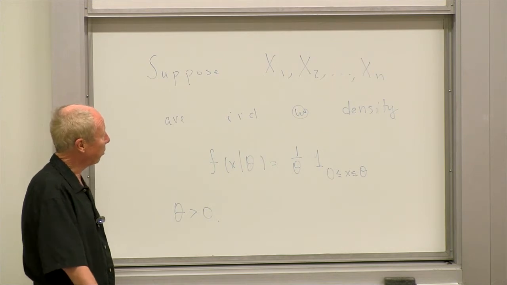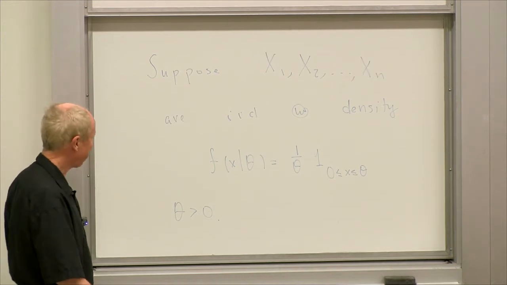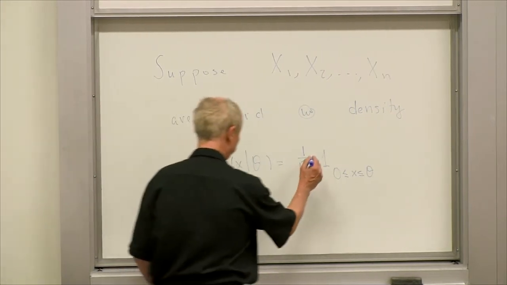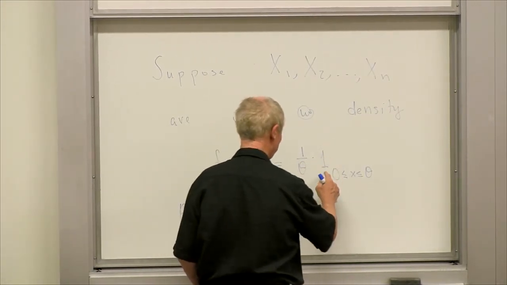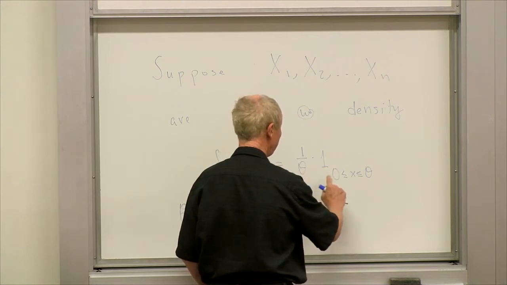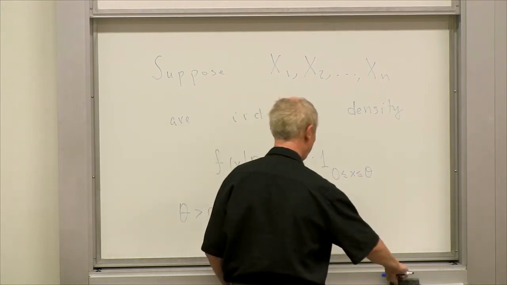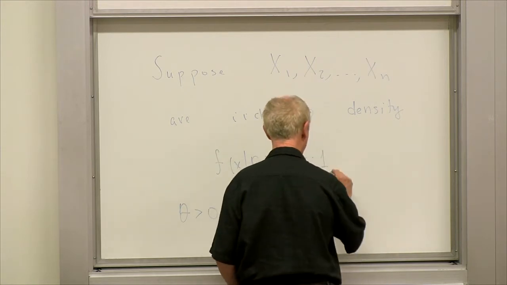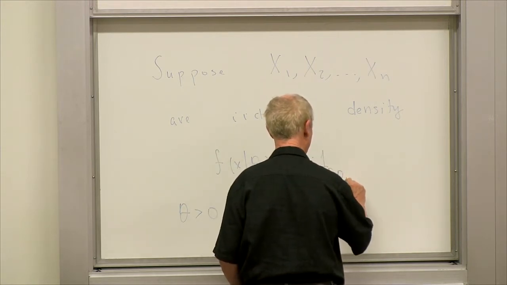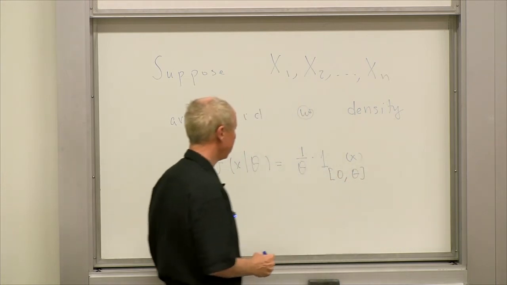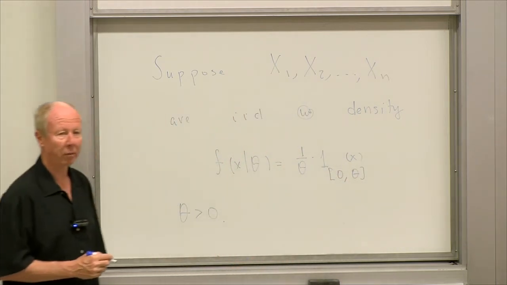So if theta is unknown, what's the... Is that 1 times 1, or what is that? Oh, yeah, this is the indicator function. This means the function that's 1 when x is between these two numbers and 0 otherwise. So maybe it's more common to write this, I guess. Okay, I think I should have written it that way.